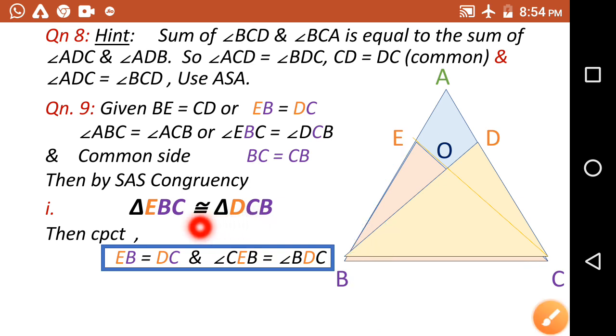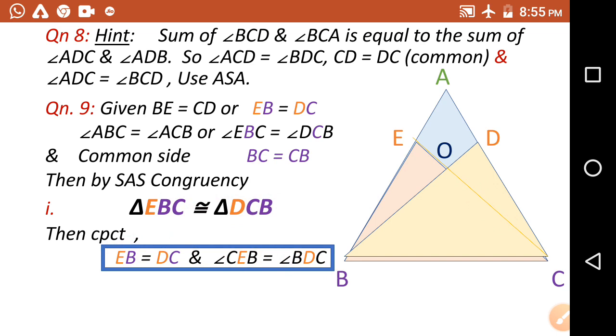As those are found congruent, we can take the corresponding parts of the congruent triangles. That means here we take first the corresponding side EB, this EB is equal to this DC, and the corresponding angle CEB, this one CEB, is equal to BDC. Why? Because in the next bit we have to prove another triangle congruent, and those two things are needed. That's why from this part we have taken those two.